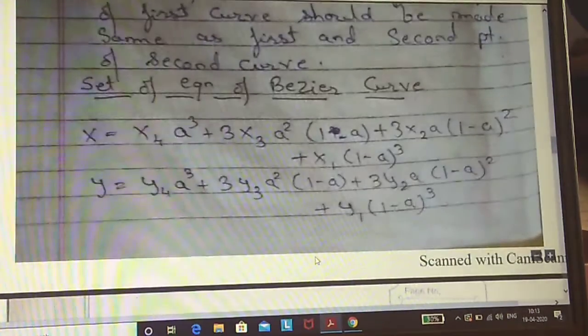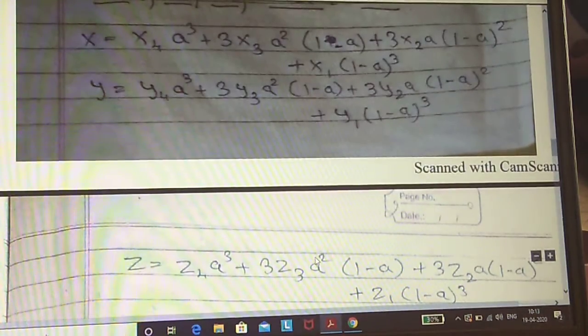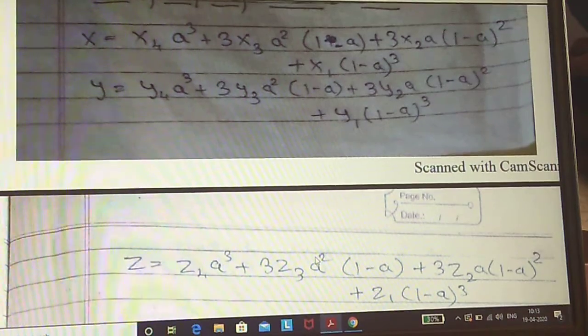These are the equations for Bezier curves for x, y and z axis.